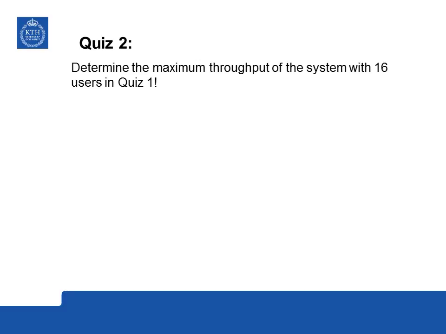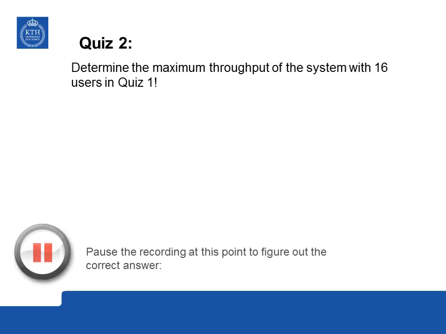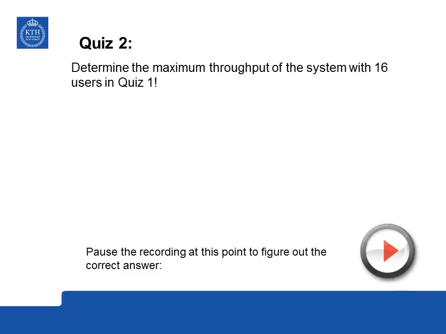So let's apply this technique to the simple example we have with a finite number of users, with the 16 users in quiz number 1. What would the maximum throughput be in such a system? As usual, pause the recording at this point and find out the correct answer. And when you're done, restart the recording.